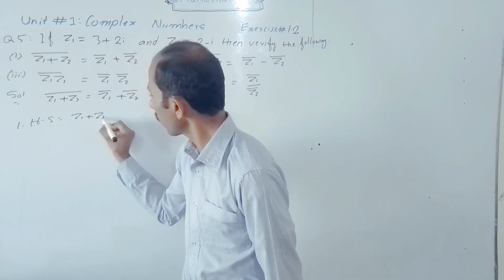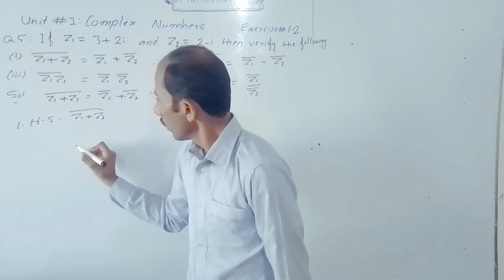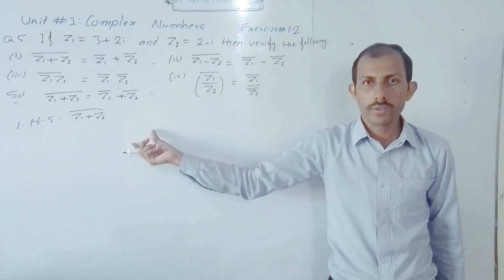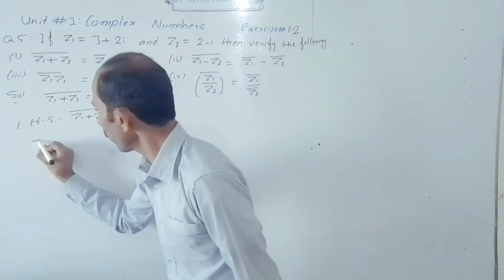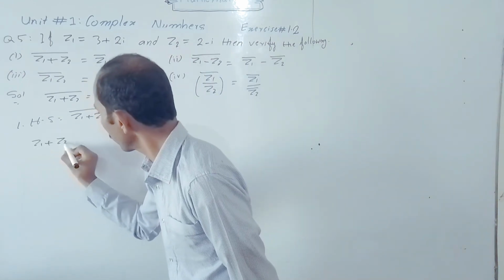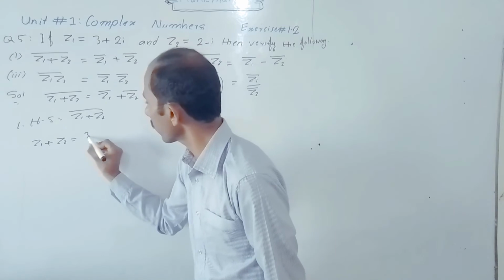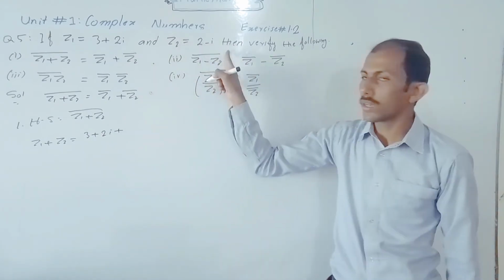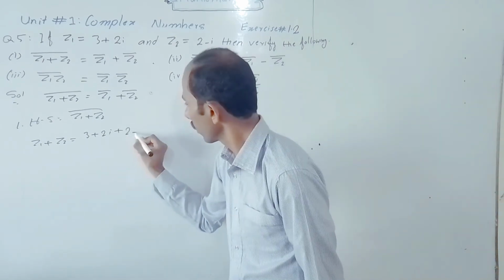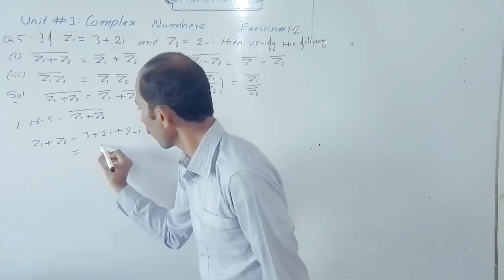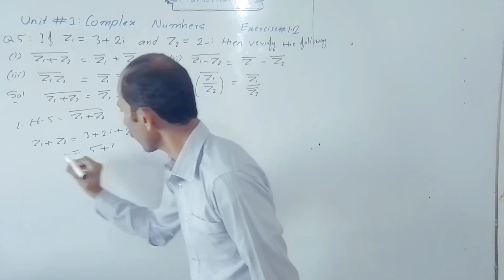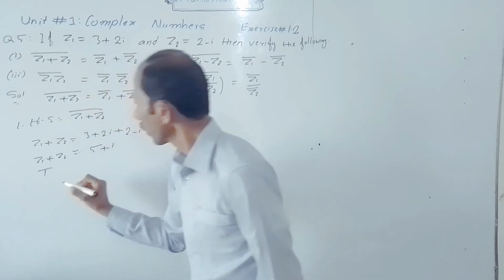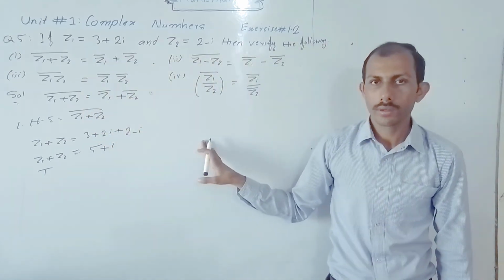Left hand side is equal to conjugate of Z1 plus Z2. So first, Z1 plus Z2 is equal to the value of Z1, 3 plus 2 iota, plus 2 minus iota, which is equal to 3 plus 2, 5 plus iota. Taking conjugate on both sides.